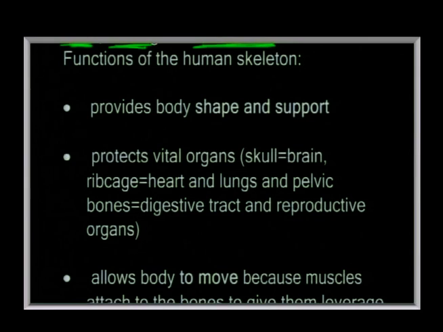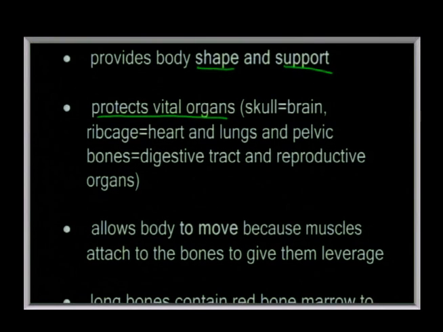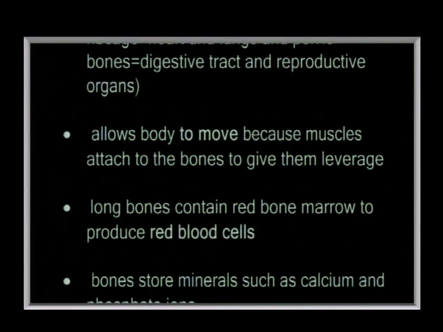Now, look here. First of all, the skeleton provides shape and support. Easy one to remember. Number two, protection of the vital organs. I've put examples here of the brain, the rib cage and the lungs, and the pelvic bones protecting the digestive tract and the reproductive organs. It allows the body to move. Why? Because muscles are attached to the bone, and it gives us leverage. So the more leverage we have, the better we can move.